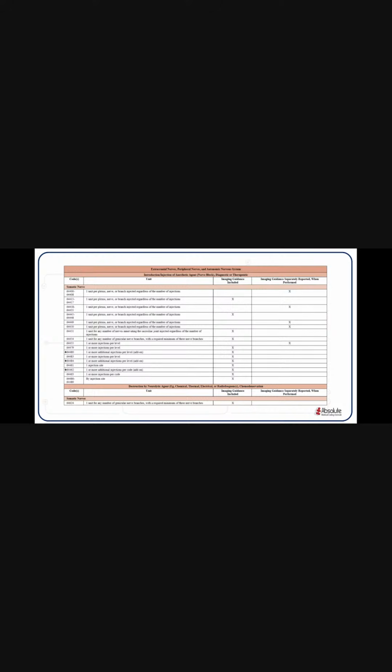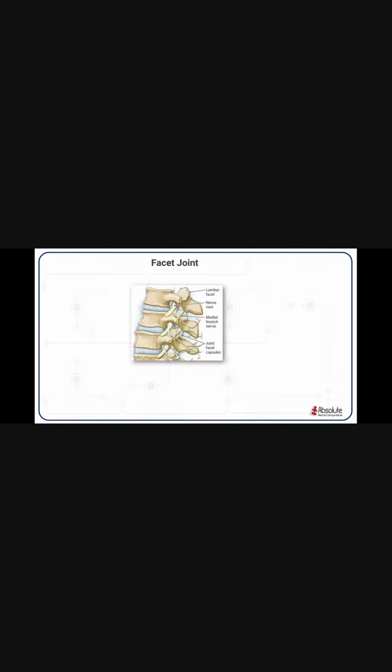So for most of the somatic nerve injections, they are reported once per nerve plexus. If you have a confusion on whether the image guidance is included, you can come over here and see if it is included or not. That table is available in your CPT manual as well.